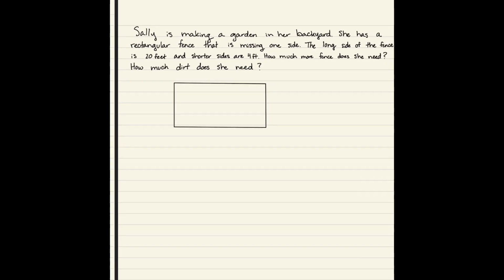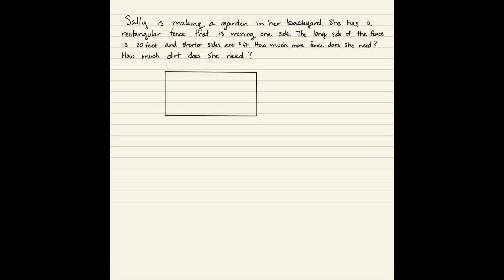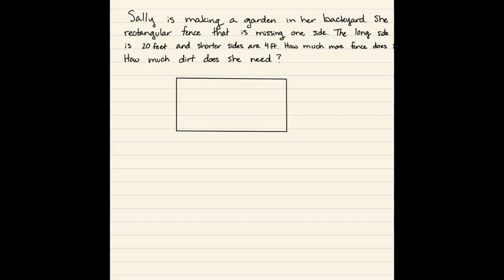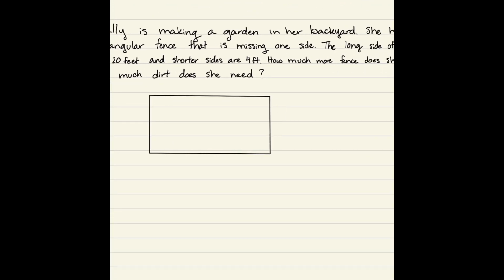Okay. Sally is making a garden in her backyard. She has a rectangular fence that is missing one side. The long side of the fence is 20 feet, and the shorter sides are 4 feet. How much more fence does she need, and how much dirt does she need for the inside? Okay, so let's label what we know.